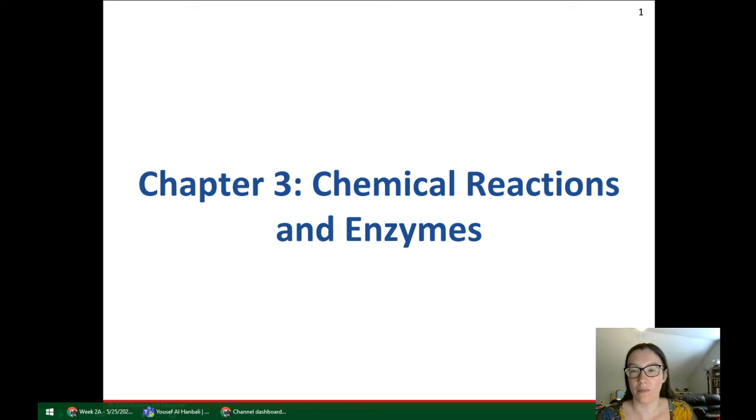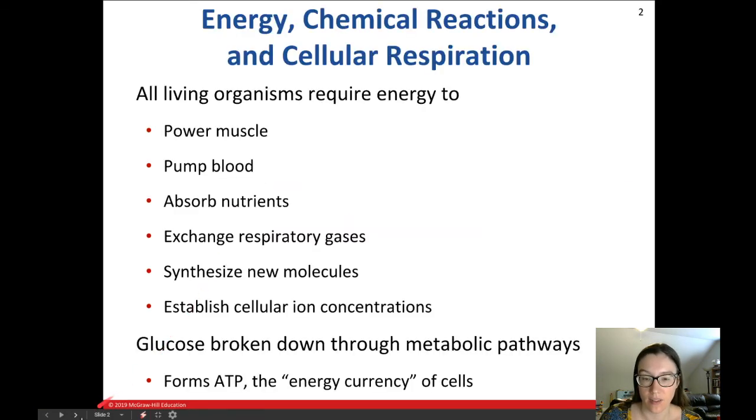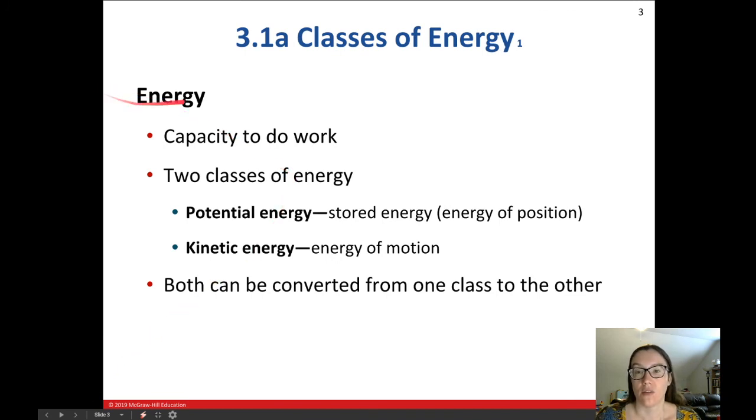All right, we're going to be moving on to chapter 3. And this is the first half of chapter 3, and it's going to focus on chemical reactions and enzymes. So the first thing we need to talk a little bit about is energy. And this chapter is going to be talking about energy a lot because in the second half we're going to be talking about cellular respiration, how we get energy to make ATP.